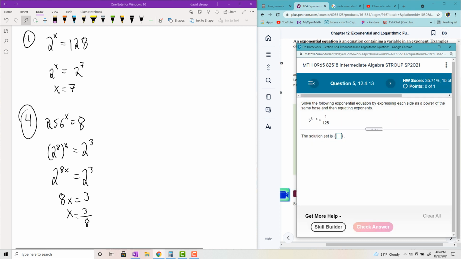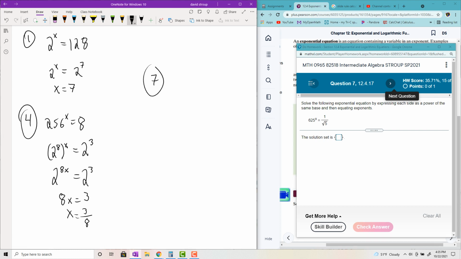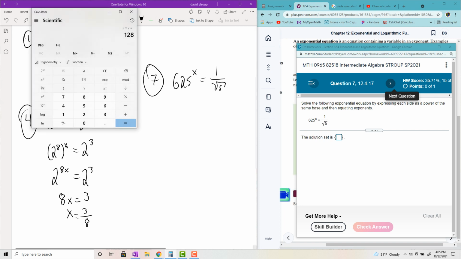All right. Let's try this guy, and then let's try something a little harder. Okay, so this one, I don't know how hard this is, but number 7. 625 to the x equals 1 all over the square root of 5. So 625 is probably a power of 5. Is it 5 to the 5? That's a little too much. 5 to the 4? Yeah.